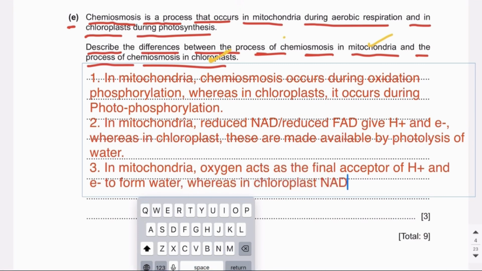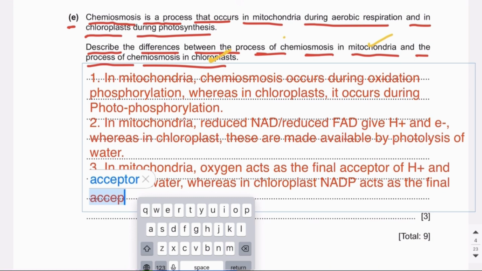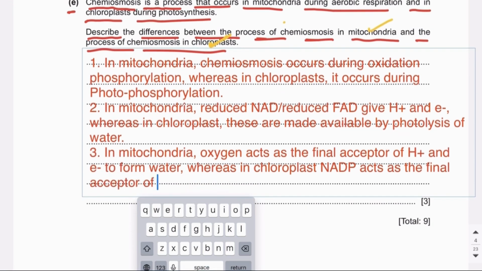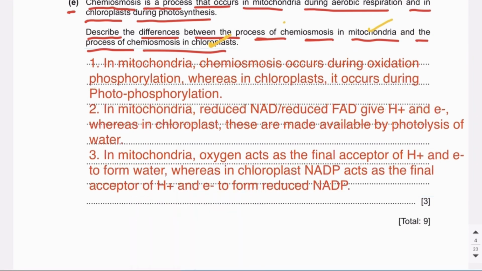NADP acts as the final acceptor of protons and electrons to form reduced NADP. So guys, these are the 3 points that we can write. There are other points as well that we discussed earlier.